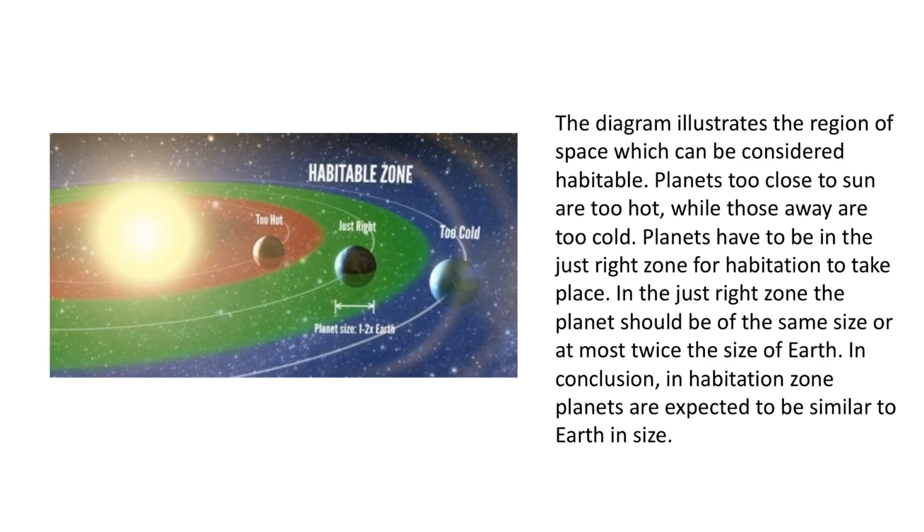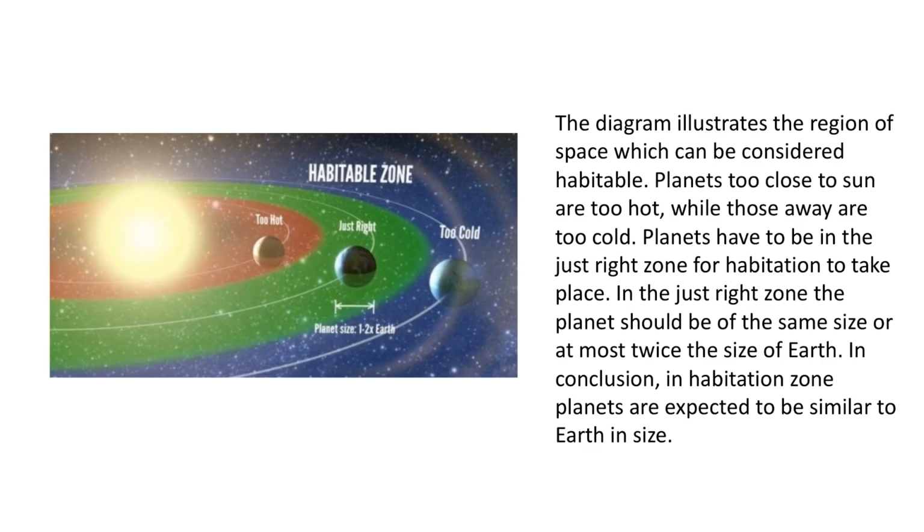So in the diagram it is marked as just right, and on its left, it's too hot for life, and on right it's too cold for life. So that gives us our next sentence. Planets too close to sun are too hot, while those away are too cold. Planets have to be in the just right zone for habitation to take place or for life to exist. So that's one way of saying it.